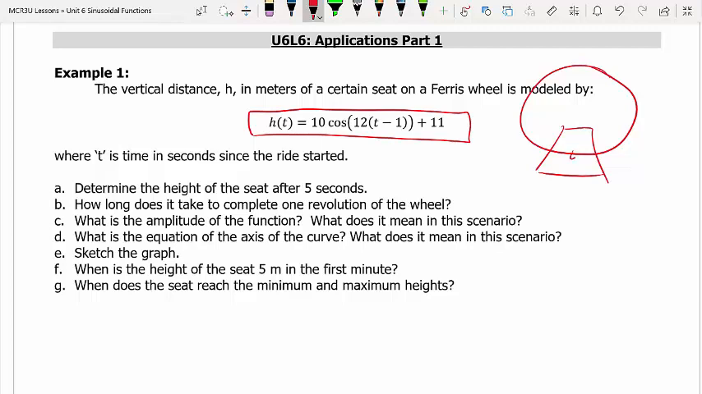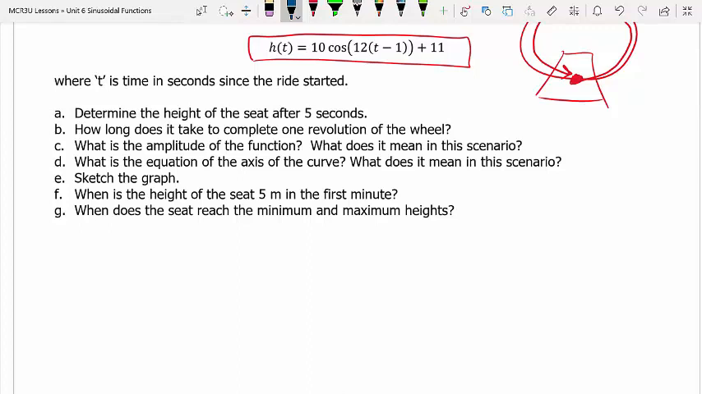So let's say you have a seat right here. As time goes on, what height is the seat at? Okay, so there's your background information. Let's now answer the questions. Part A, determine the height of the seat after 5 seconds. So we want to figure out what h at 5 is. So we'll plug in 5 for t and solve.